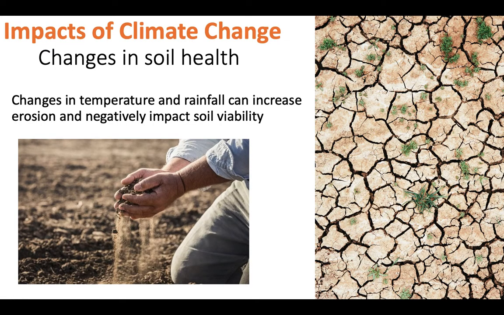We're also going to see changes in soil health. As it gets warmer, there's more drought. We might see more rainfall in some areas. We might see less rainfall in other areas. This could increase erosion. It can negatively impact the ability for us to grow in the soil.